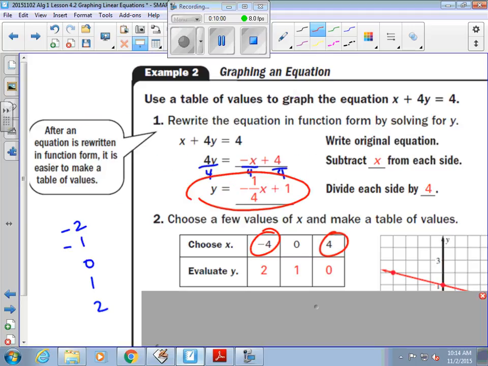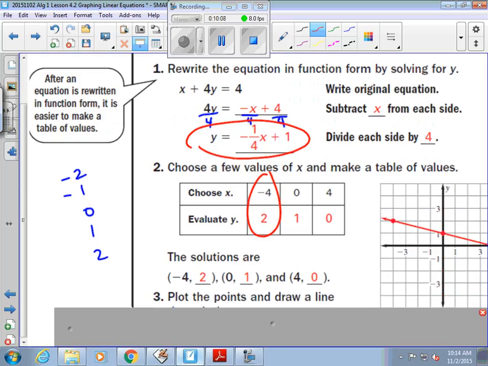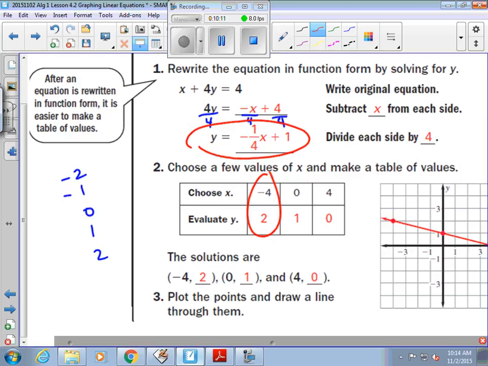And then we said, again, going back to this, after you have a table of values, graph the ordered pairs. This is one ordered pair, negative 4, negative 2. These are just the solutions written as ordered pairs. Negative 4, negative 2 right here. 0, 1 is another one. And 4, 0 is the next one, which is kind of off my paper, but it should fit on your paper. And once you have all three of those points, draw yourself a straight line.